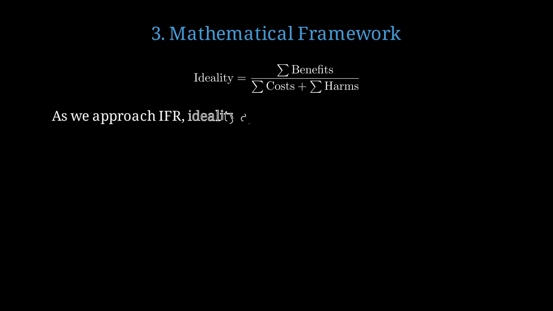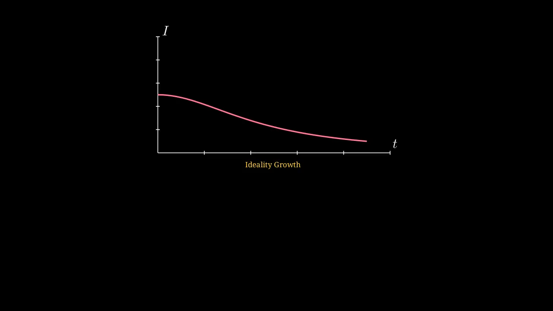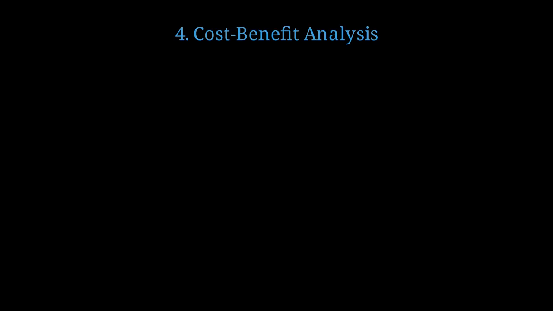Now, let us develop a rigorous mathematical framework for analyzing system ideality. Ideality equals the sum of all benefits divided by the sum of all costs plus the sum of all harms. As we approach the ideal final result, ideality approaches infinity, because the denominator approaches zero while benefits remain. The limit as costs and harms approach zero, ideality approaches infinity. This graph shows how ideality grows dramatically as we systematically reduce costs and complexity, demonstrating the exponential improvement possible through IFR thinking.